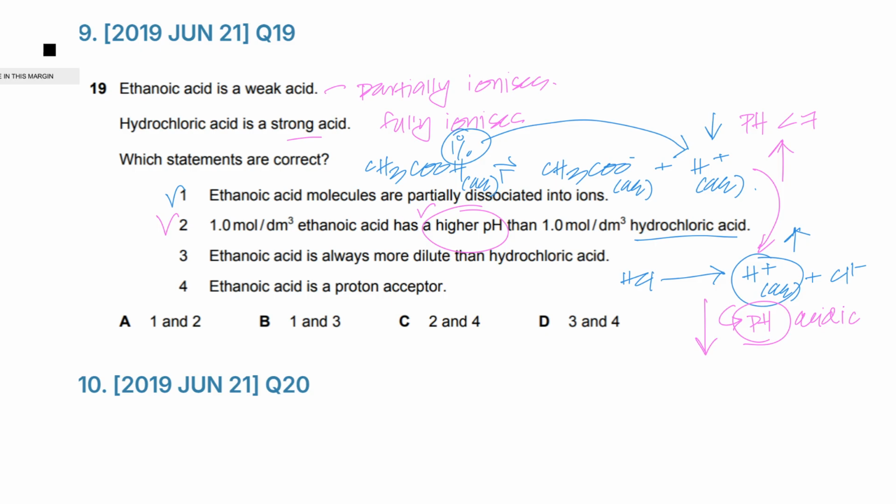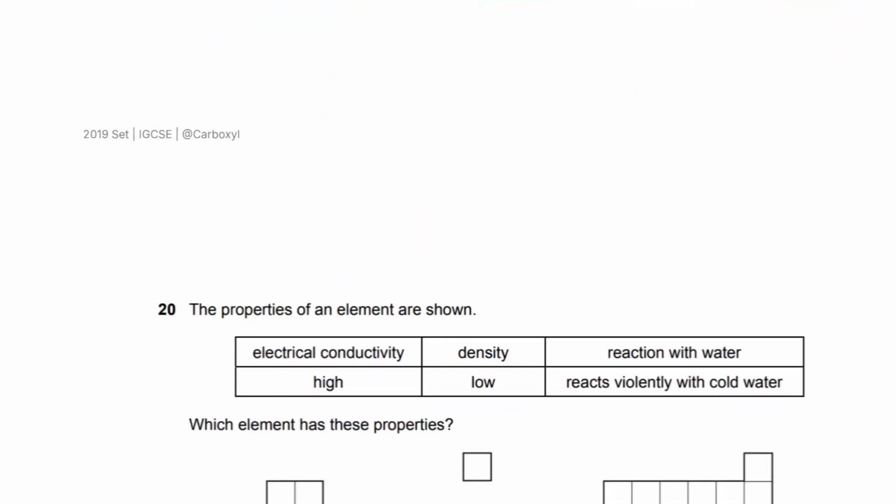Then, ethanoic acid is always more dilute than hydrochloric acid? No, dilution depends on the amount of water that you are putting, right? So if you add more water to ethanoic acid, it will be more dilute than hydrochloric acid. If you add more water to hydrochloric acid compared to ethanoic acid, hydrochloric acid would be more dilute. So dilution has nothing to do with weak or strong acid. Ethanoic acid is a proton acceptor? No, it's an acid. Acids are proton donors. So 1 and 2 is the correct option.